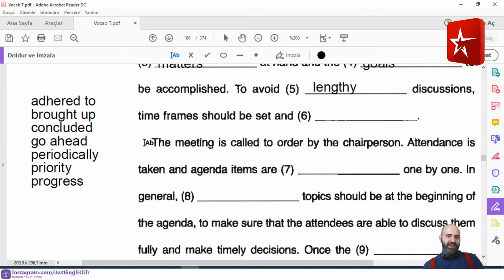To avoid lengthy discussions, time frames should be set and what? We should have time limit and pay attention that there is a passive structure. Should be set and, of course, we need again past participle of the verb. You need verb 3. We need to create some rules, and is it enough to only create the rules? People should what? These rules.